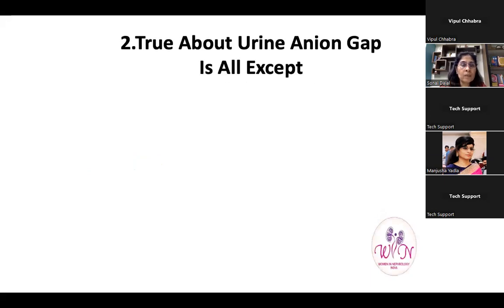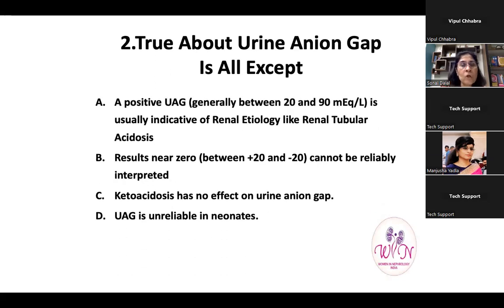Next question. True about urine anion gap, except: Option A, a positive urine anion gap, generally between 20 to 90, is usually indicative of renal etiology like renal tubular acidosis. Option B, results near zero, that is between plus 20 to minus 20, cannot be reliably interpreted. Option C, ketoacidosis has no effect on urine anion gap. And option D, urine anion gap is unreliable in neonates. Your time starts now.